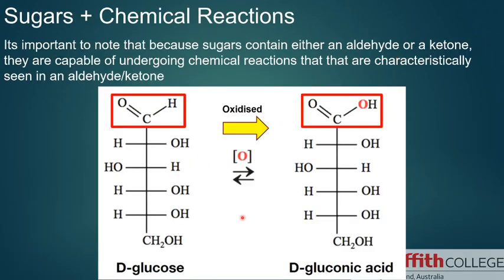What we are looking at now, and something we still need to keep in mind, is that these sugars, especially when they are changing from their cyclic form to their Haworth projection to their Fischer projection, their open chain form, like we're seeing here. The reason why we look so closely at these functional groups is that this is where chemical reactions tend to occur, and sugar is no exception. Because these sugars contain either an aldehyde or a ketone, they are capable of undergoing chemical reactions seen in aldehydes and ketones. So for instance, we can take this aldehyde and oxidize it and turn it into a carboxylic acid.